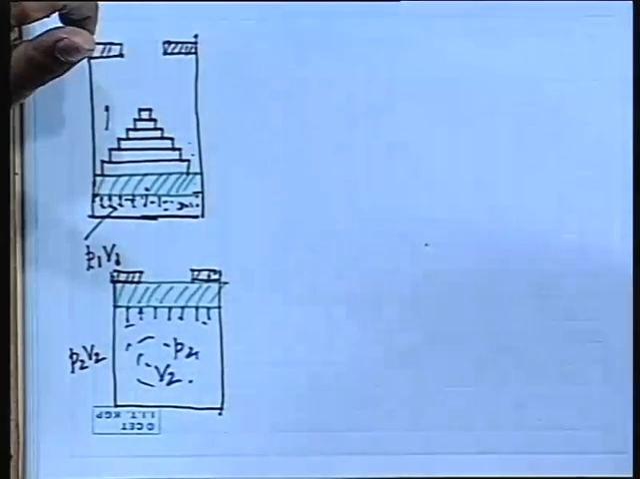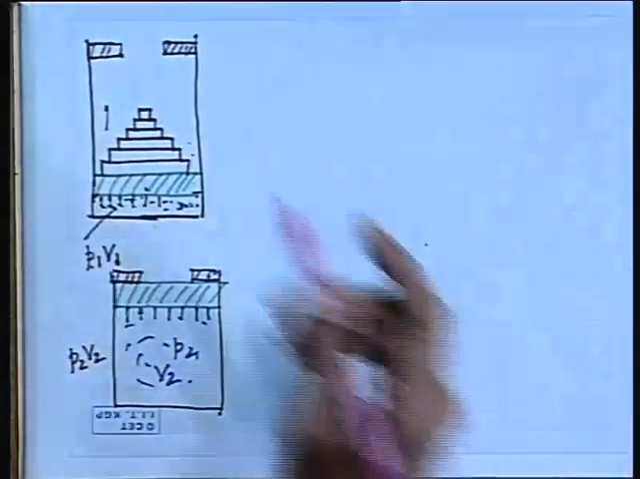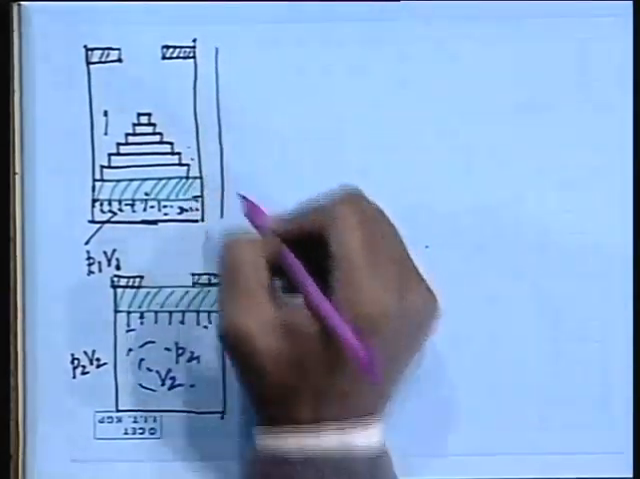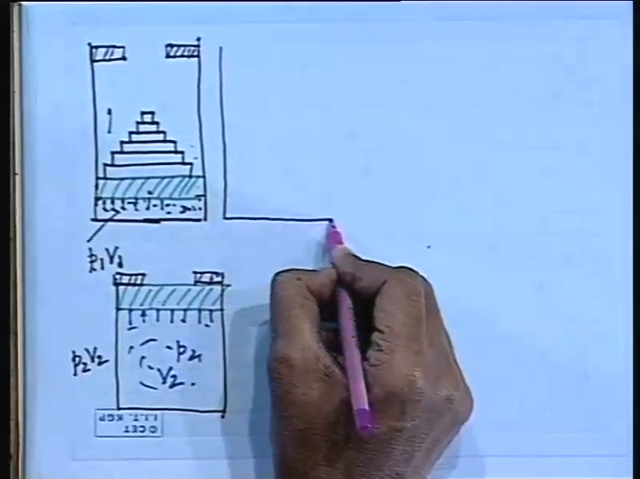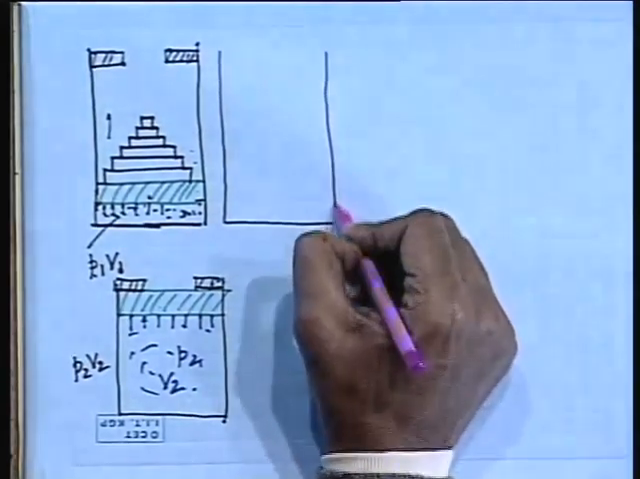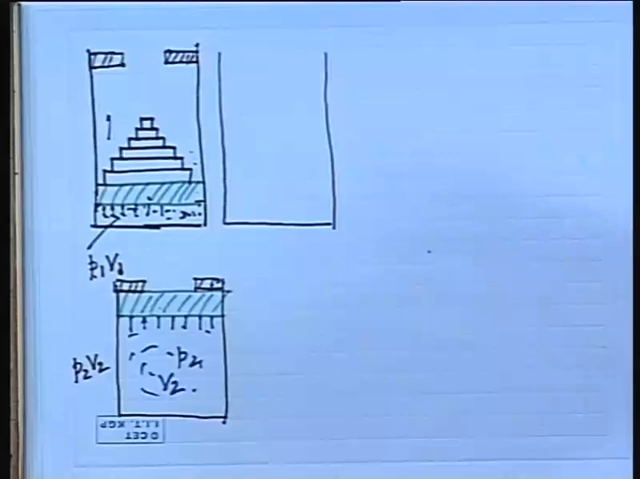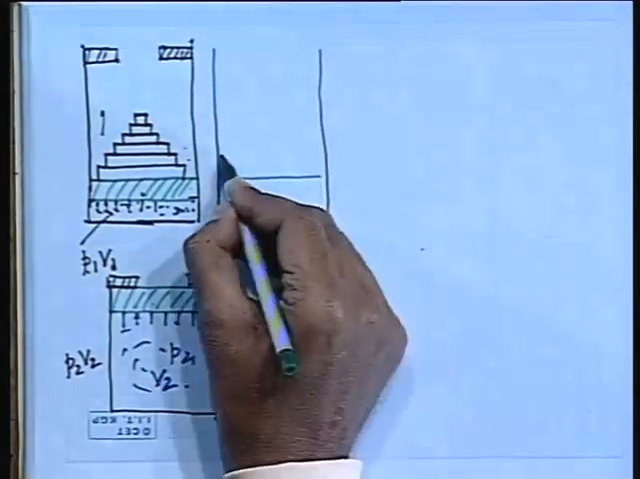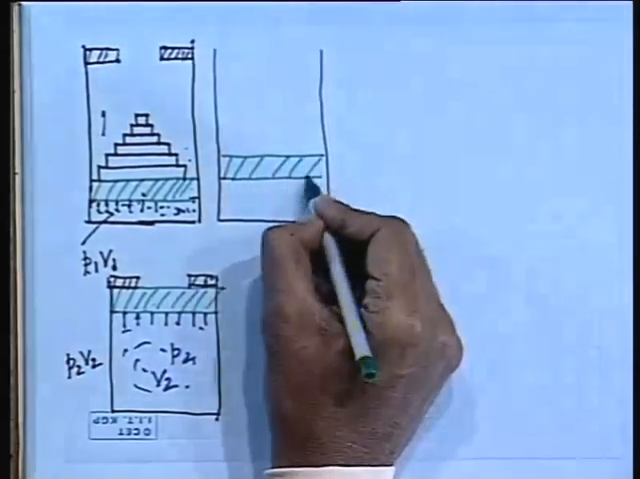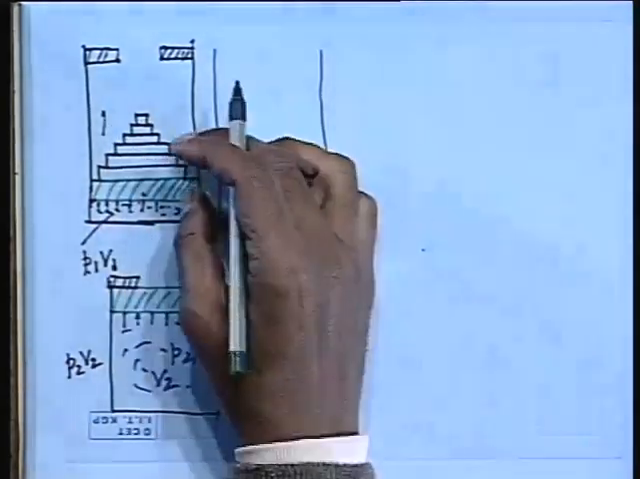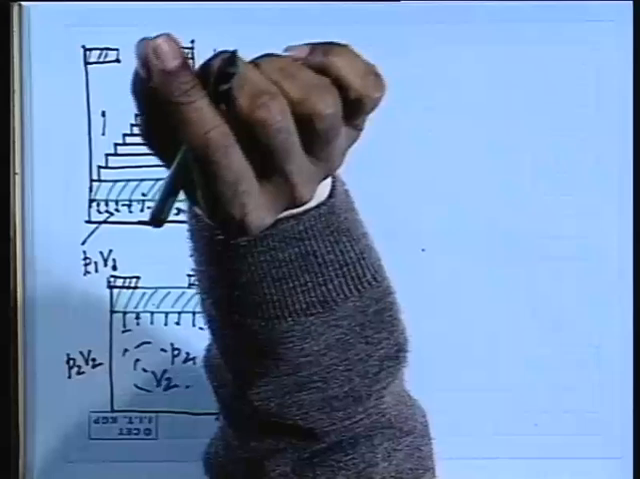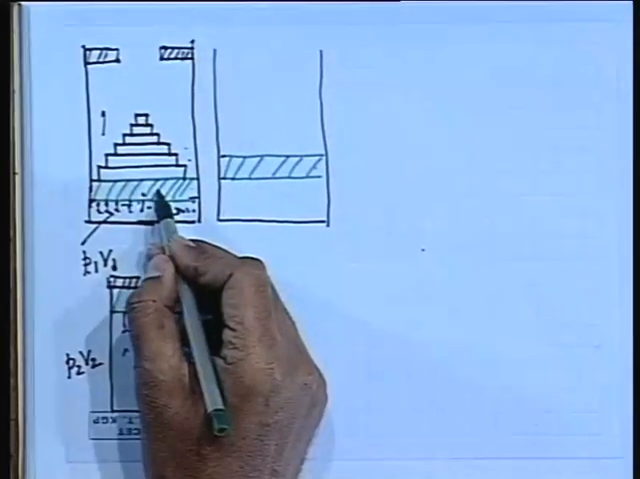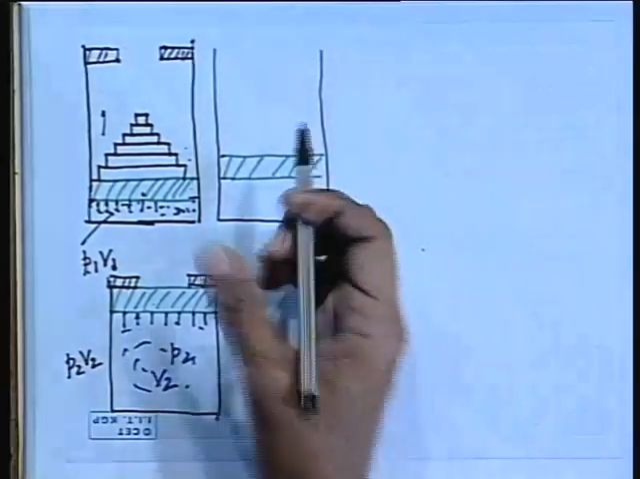But instead, if we conceive a process which is infinitely slow, instead of releasing the weights one by one like this, if I take a small weight out, that means we create a very small amount of pressure imbalance, so that in that case the piston will move very slowly and come to an equilibrium position like this.